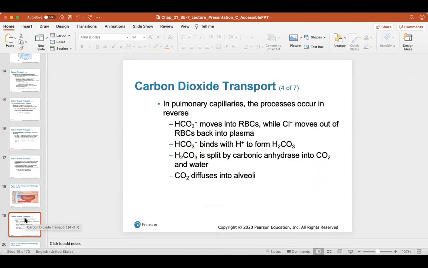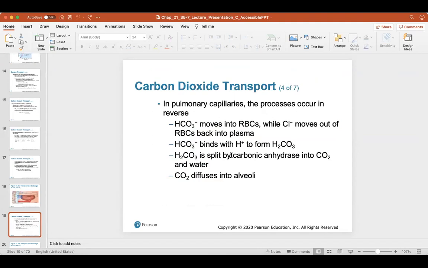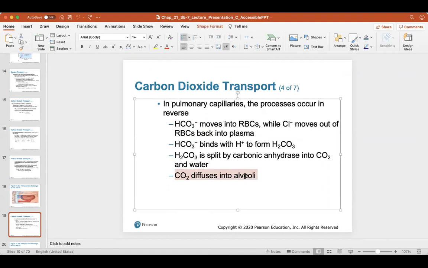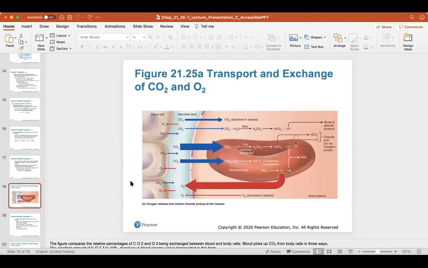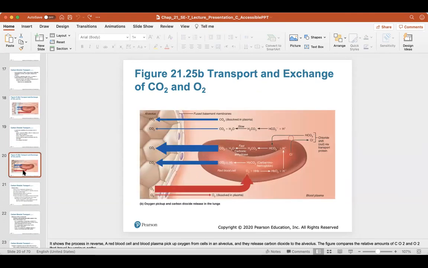In the pulmonary capillaries, the processes occur in reverse. So the bicarbonate ion moves back into the red blood cells, and the chloride ion moves out into the plasma. Then the bicarbonate ion will bind with hydrogen to form H2CO3. And then the H2CO3 is split to form carbon dioxide, which will diffuse into the alveoli of your lungs and get exhaled. So again, we have a reversible reaction. This is the reverse of the reaction, showing how the bicarbonate ion then forms carbonic anhydrase and eventually CO2, which diffuses into your lungs to be exhaled.